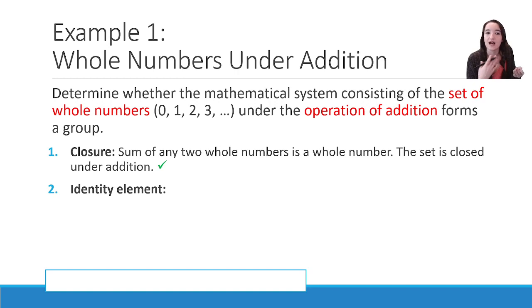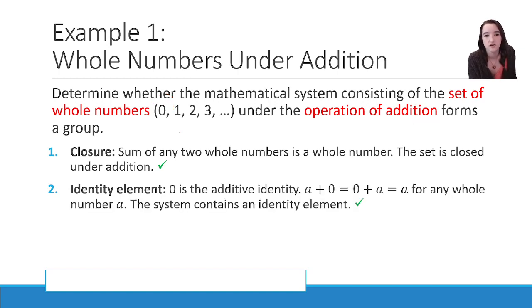Next, we look for the identity element. Since we're talking about addition, we already know what the identity element is because we have an additive identity by default. The default additive identity is in fact 0. So we just want to know, is 0 in this set? And yes, it is. It's right here, right? So 0 is the additive identity. A plus 0 equals 0 plus A equals A for any whole number, in fact for any number where I'm adding 0. And since 0 is part of the set, we're good, we have that identity.